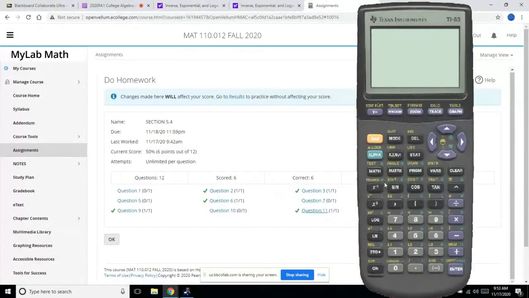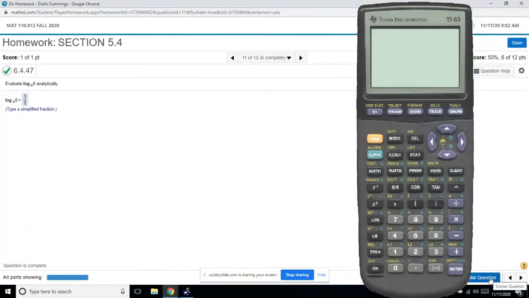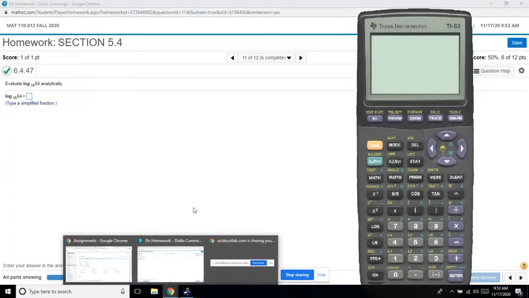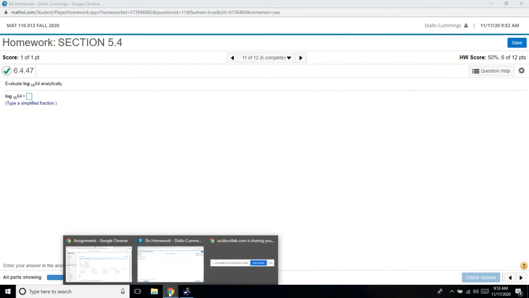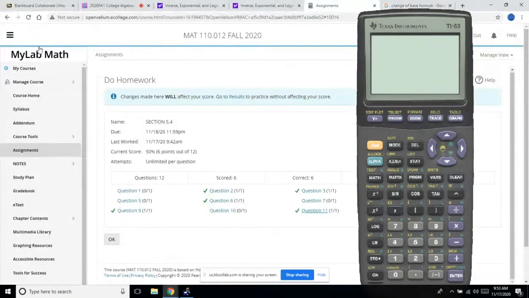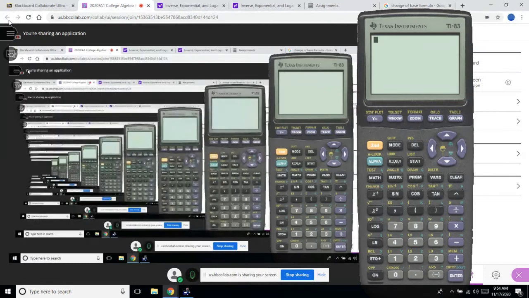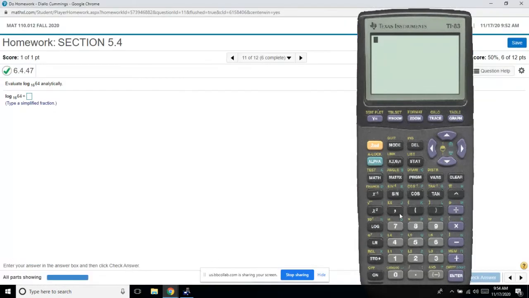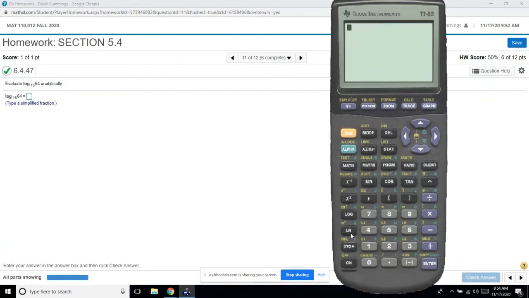Okay, so I want to take a look at, I believe it's problem number 11. How would we evaluate a log such as this? This is the log base 16 of 64. And I want to use my calculator. However, my calculator can only deal with common logs and natural logs.